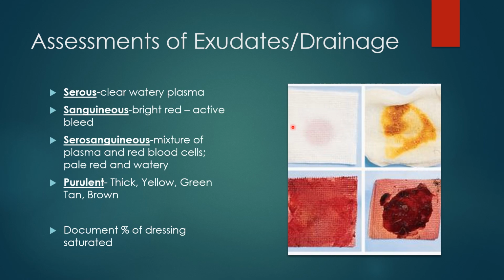Whereas for this one, I may say 20% of this dressing is saturated with serous drainage. But I might also say it was mildly saturated with serous drainage, whereas somebody else might say it was 25% saturated or moderately saturated. So the difference between 20% and 25% is very similar, but the difference between mild or moderate can be quite significant between two different patients. So make sure that you use that percentage to estimate the amount of drainage on the dressings.